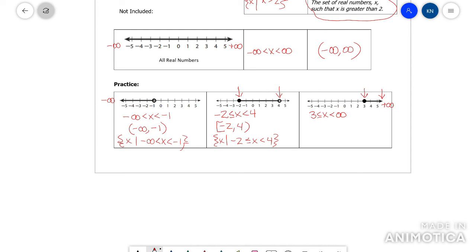As interval form, it would look like bracket, 3, comma, infinity, parentheses. And then set notation, it would be x such that 3 less than or equal to x less than positive infinity, and then close the squiggly.